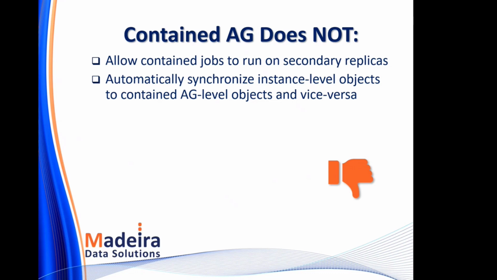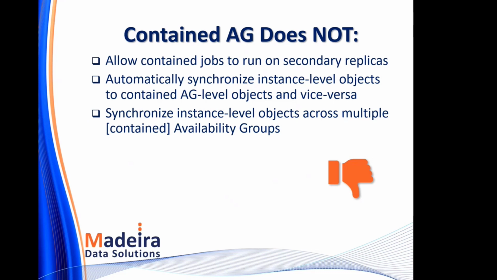And also vice versa, if you create some kind of instance level object in the contained availability group, it will not automatically be copied over to the global instance. So if you need that to happen, you would have to do that manually. It also does not synchronize instance level objects across multiple contained availability groups. So objects that were created in one contained availability group will not be available in another contained availability group unless, again, you create them manually.